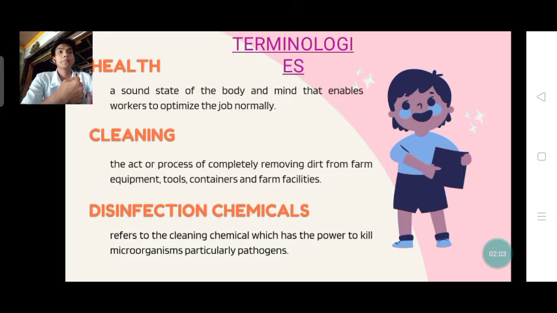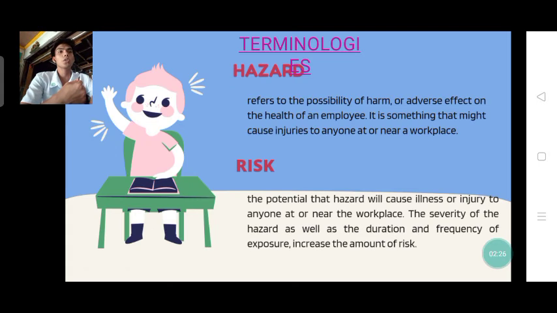Hazards refers to the possibility of harm or adverse effect on the health of an employee. It is something that might cause injury to anyone at or near our workplace. Risk is the potential that a hazard will cause injuries or illness to anyone at or near the work. The severity of hazard as well as the duration and frequency of exposure increase the amount of risk.